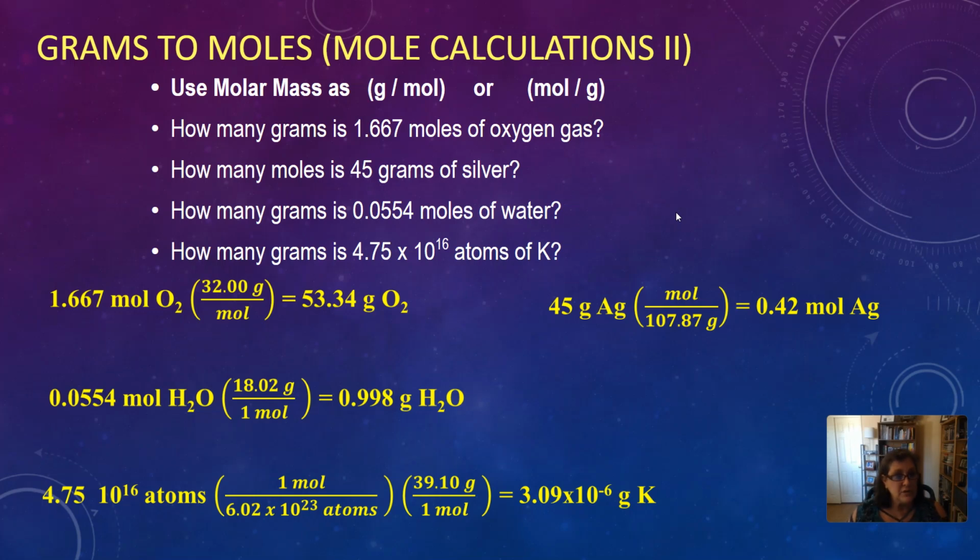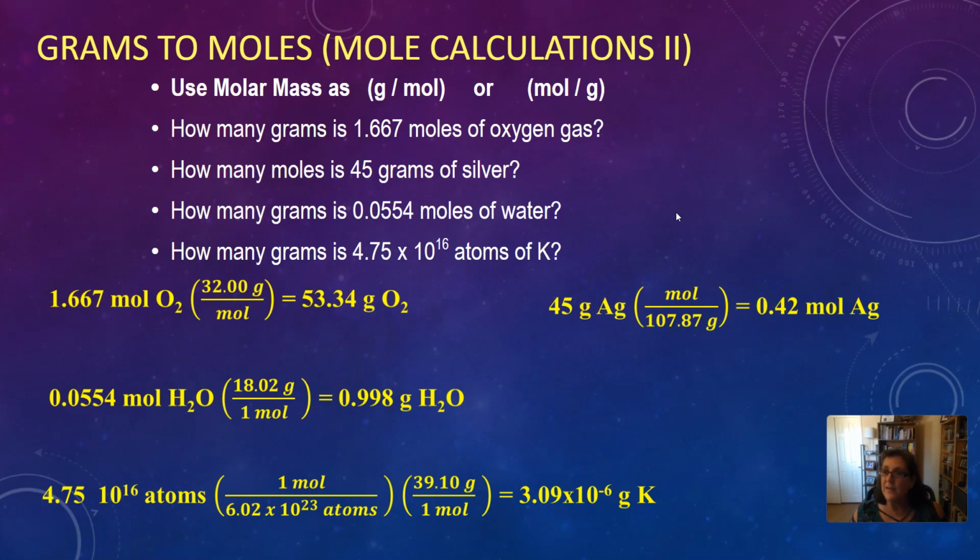Sig figs: we started with 3 in Avogadro's number and 4 in the molar mass. We go with the least, which is 3. So 3.09 times 10 to the minus 6 grams of potassium. Make sure you have a unit. It's grams. All right, so we put 2 steps together in that calculation.